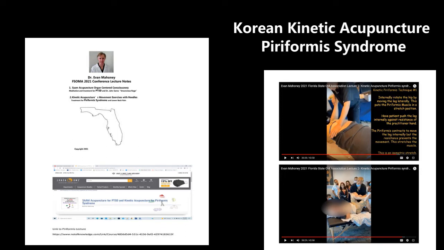This is the Korean Kinetic Acupuncture technique for piriformis syndrome. Now, I did a lecture at the Florida State Oriental Medical Association in 2021, and I did a presentation on piriformis syndrome. So I'm going to do the recap of piriformis here, but for the demonstration, I want to encourage you to go to the video, which is available on Net of Knowledge. There's a link down there on the first page.